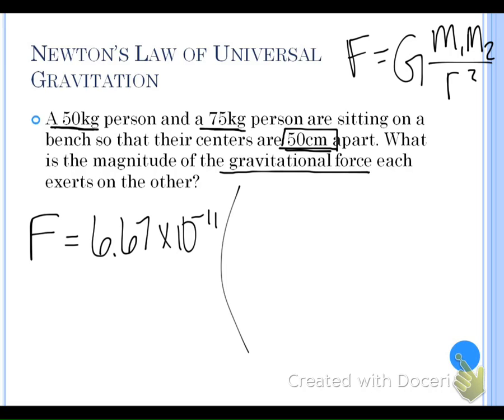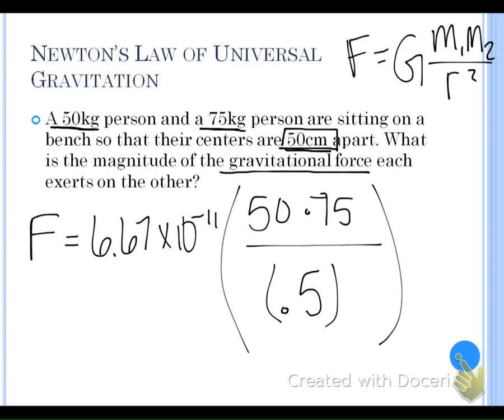Okay, we're going to plug in our gravitational constant. Our mass is 50, and our mass is 75. Yep, we're going to use the radius underneath. So our r needs to be squared. Is our r in the correct units? No, it's supposed to be meters. Needs to be in meters, so that means we need to move the decimal place 2 places to the left. So it's 0.5, and that needs to be squared.